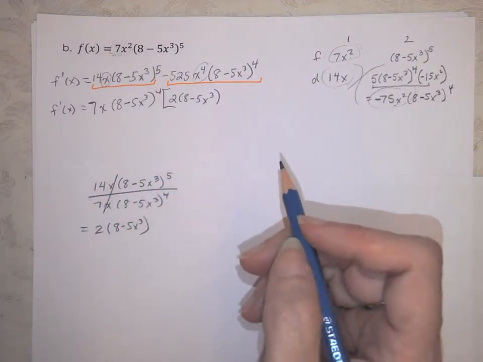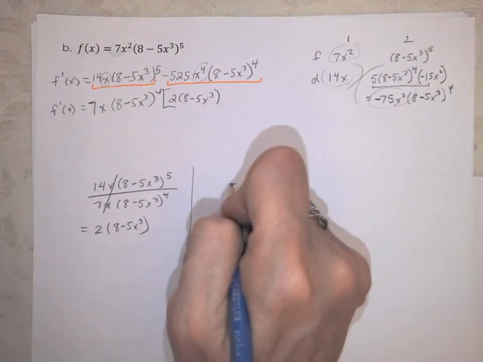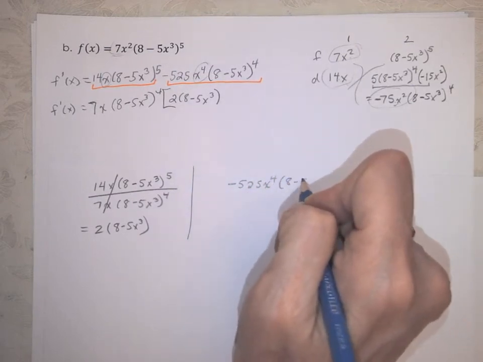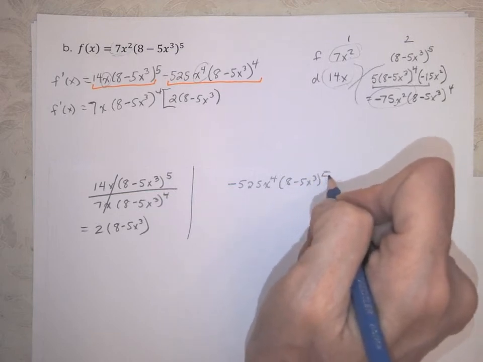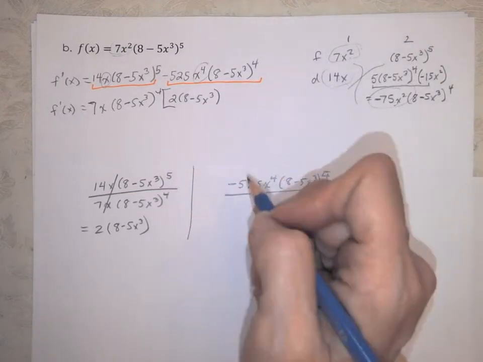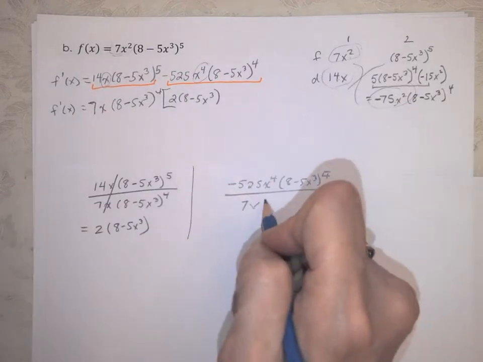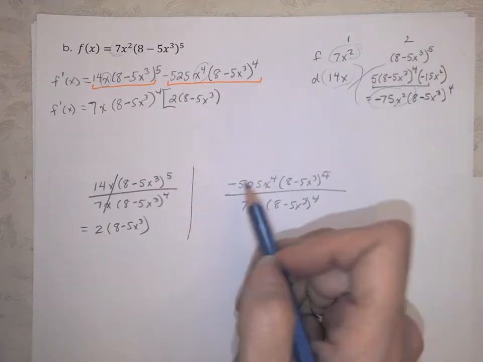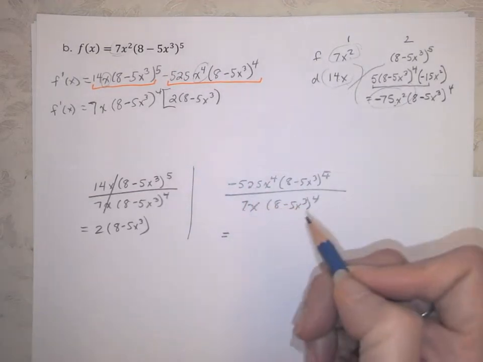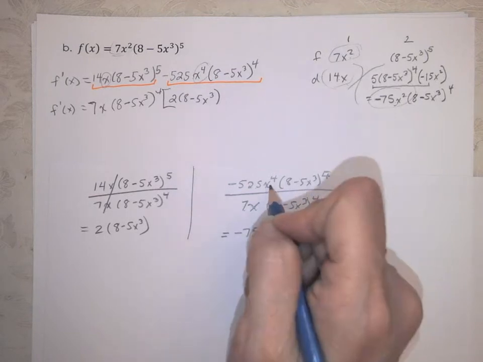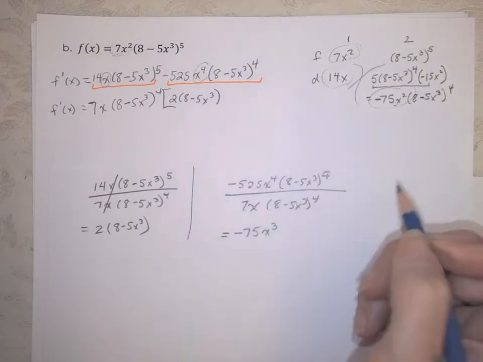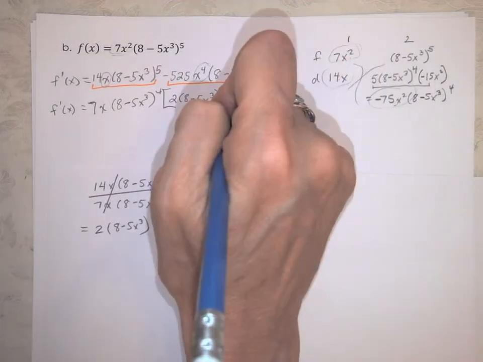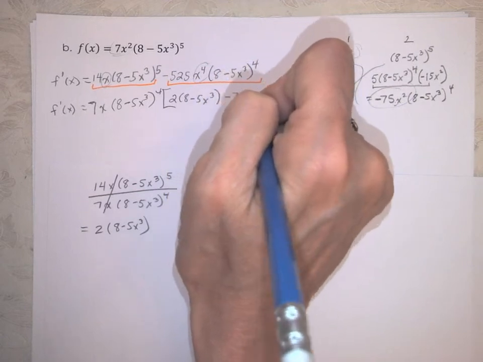Okay, so now I'm going to divide the second chunk, negative 525 x to the 4th times 8 minus 5x cubed to the 4th, divided by 7x, my greatest common factor, 8 minus 5x cubed to the 4th. So negative 525 divided by 7 is negative 75. X to the 4th divided by x is x cubed. And these are exactly the same, both to the 4th power, they divide to give me 1. So minus 75x cubed.